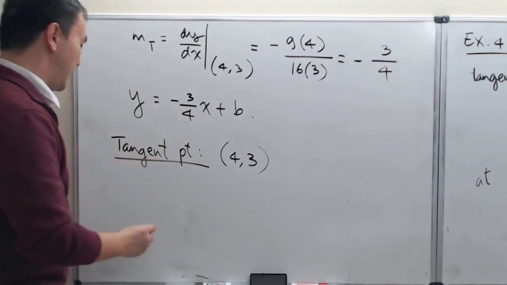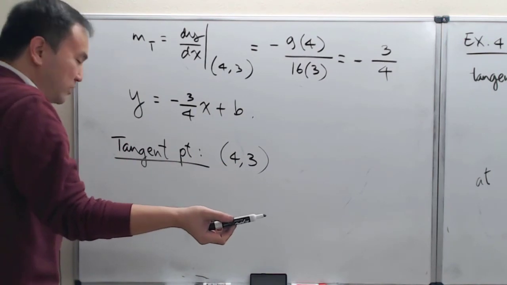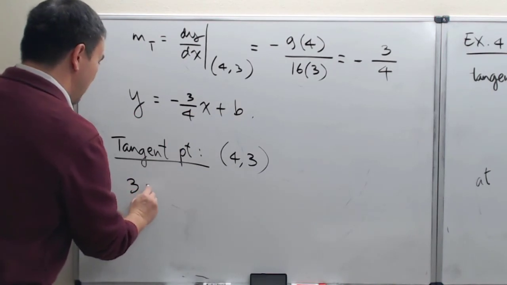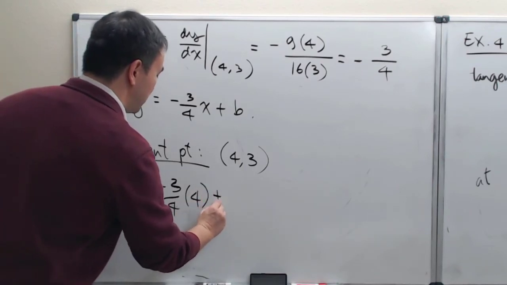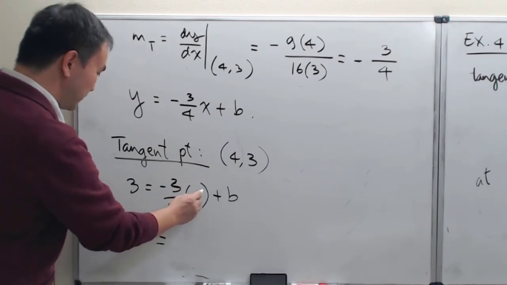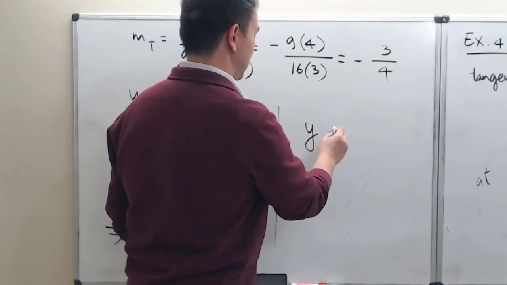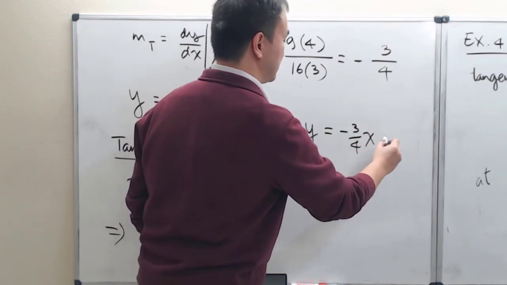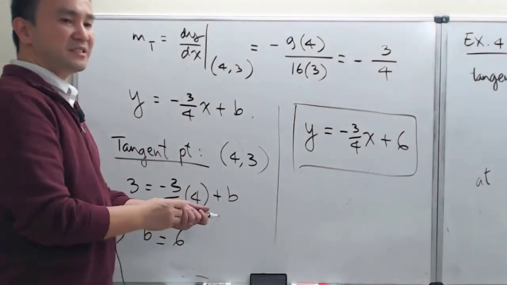Now for our equation, you have your own control to have your own way of finding the y-intercept. I'll go with 3 equals negative 3/4 times 4 for x plus b. Then we can solve for b: the 4s cancel, so b equals 6. So our final equation of the tangent line is y equals negative 3/4 x plus 6.